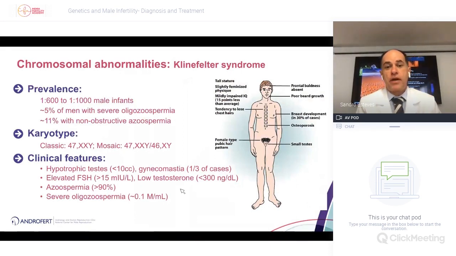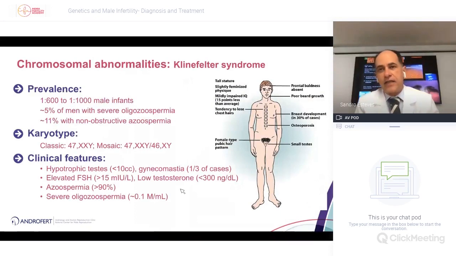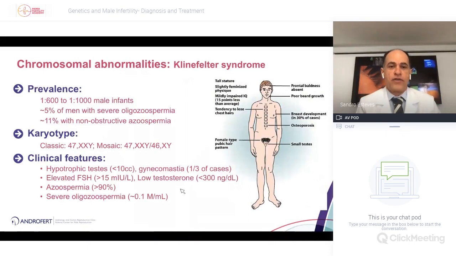So, this is more prevalent, having the classic karyotype in Klinefelter syndrome patients. Not always do you see the classic phenotype that you see in the textbooks. We can have a normal person in front of us for the consultation, but there are some characteristics that will be actually suggestive of Klinefelter syndrome, including the presence of hypotrophic testes.